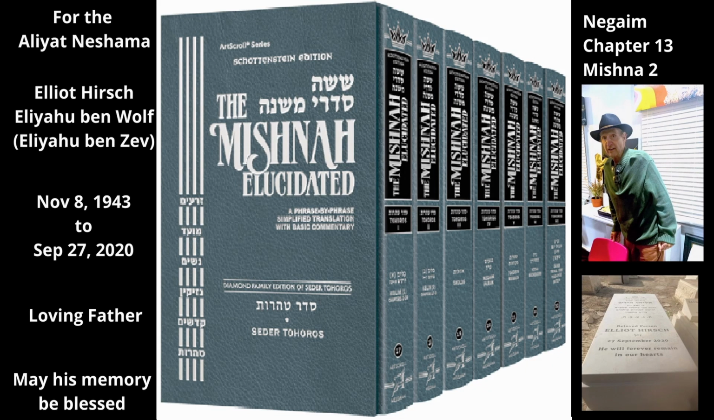Chapter 13, Mishnah 2. The following Mishnah is a continuation of a point mentioned in Chapter 12, Mishnah 6, where it was taught that if a nega appears on a stone that is shared by two houses, that entire stone must be removed, even though part of it serves as the wall of the neighbor's house.